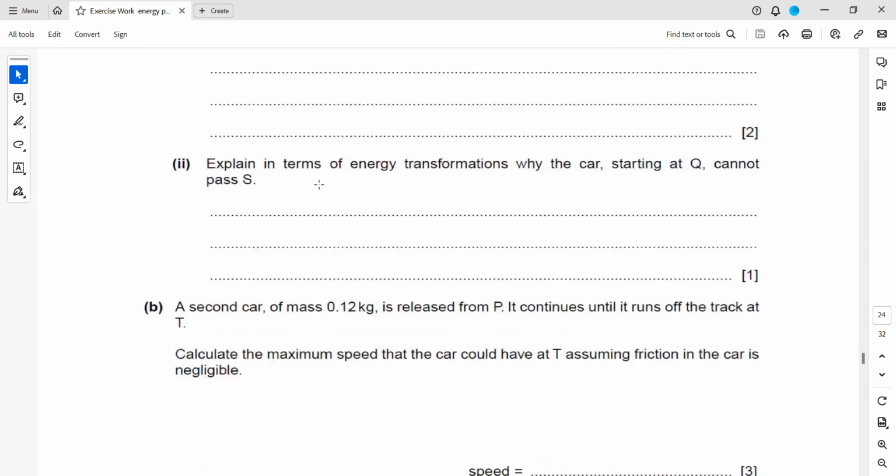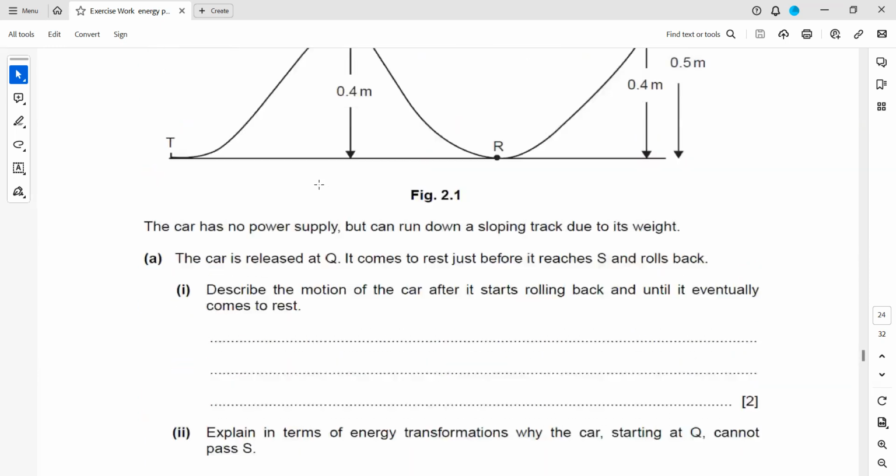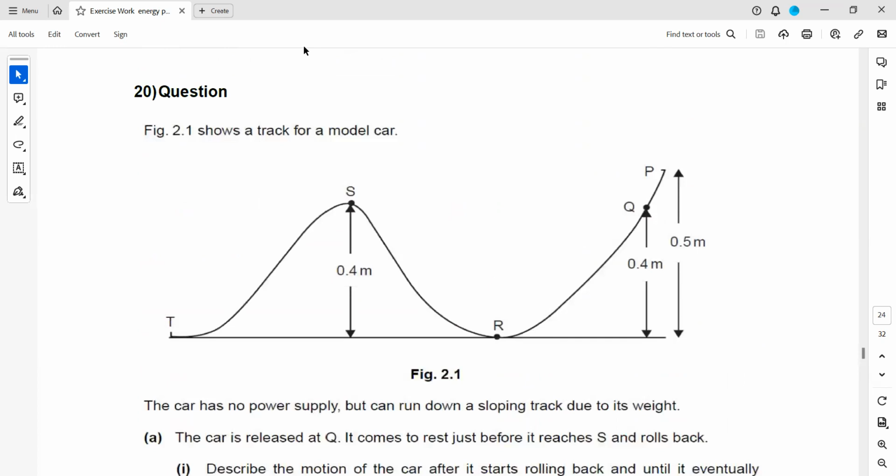Explain in terms of energy transformations why the car starting at Q cannot pass S. If we release a car at Q, why can it never pass S in terms of energy transformation? Because when the car is moving from Q towards R and then from R to S, some of the energy will be lost. So if it started with 100 joules, it won't have 100 joules; maybe 20 joules is lost, so it will have only 80 joules.